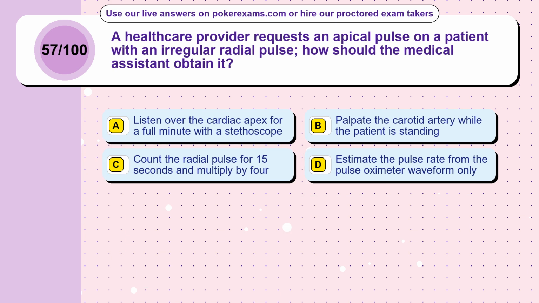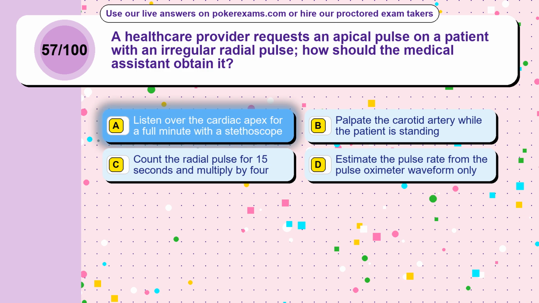Question 57. A healthcare provider requests an apical pulse on a patient with an irregular radial pulse. How should the medical assistant obtain it? Option A. Listen over the cardiac apex for a full minute with a stethoscope. Option B. Palpate the carotid artery while the patient is standing. Option C. Count the radial pulse for 15 seconds and multiply by 4. Option D. Estimate the pulse rate from the pulse oximeter waveform only.